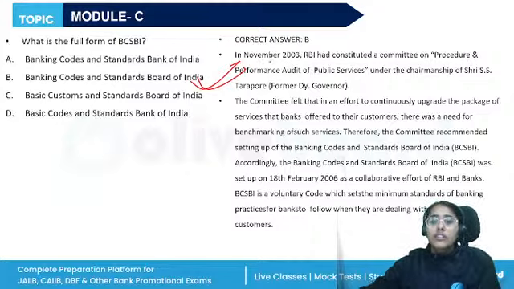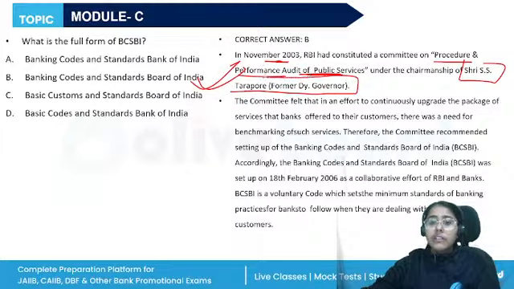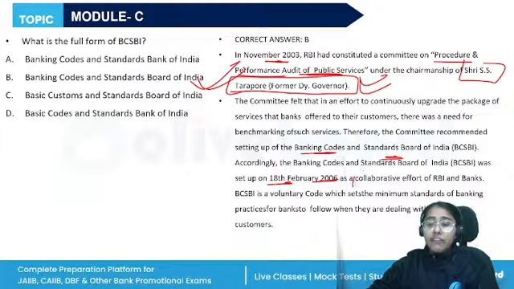So RBI in 2003 constituted a procedure and performance audit of public services committee under the chairmanship of Shri S.S. Tarapore, former deputy governor. Very important. Wherever you are given the name of a committee and the chairperson, you should remember the name. So Shri S.S. Tarapore committee felt the need to continuously upgrade the package of services. So they recommended setting up of the BCSBI, and it was set up on 18th of February 2006. It is a collaborative effort of RBI and banks. First point, which is very important.